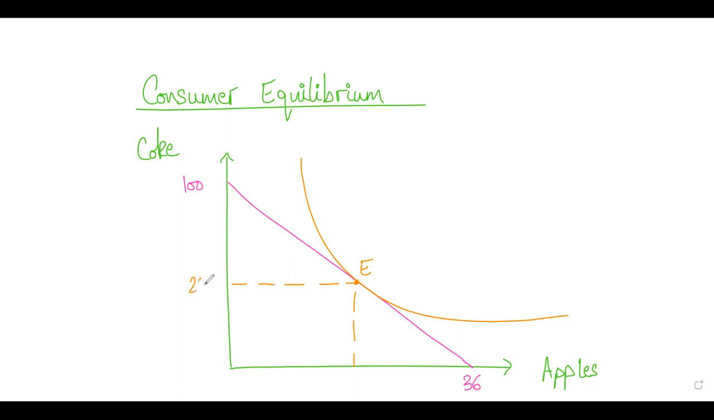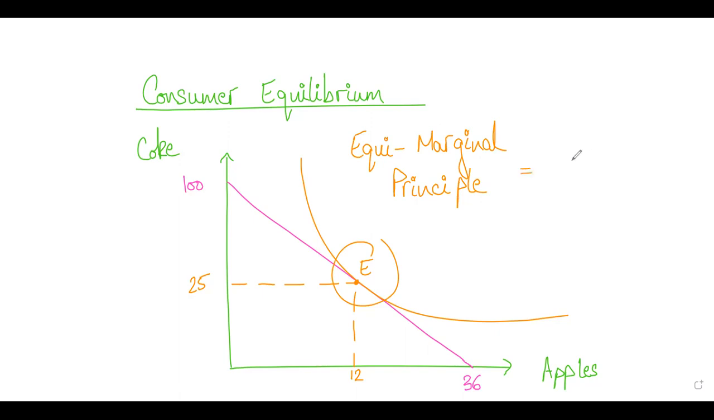So let's say the consumer will want to consume 25 units of Coke and 12 units of apples to maximize his or her utility, right? Now, at this equilibrium point, the equimarginal principle holds true. What is the equimarginal principle? It is the mathematical representation of the equilibrium point. Equimarginal principle, we call it.